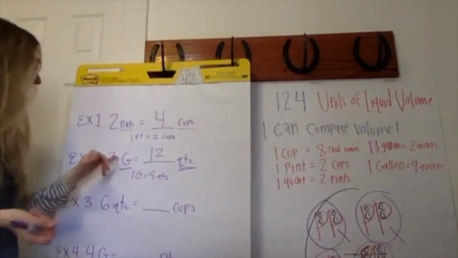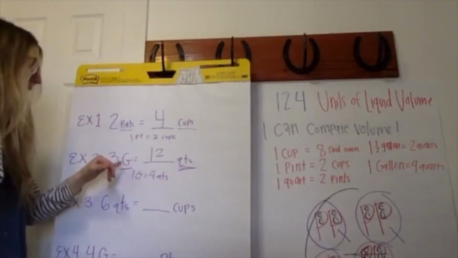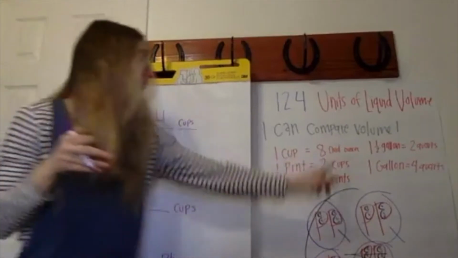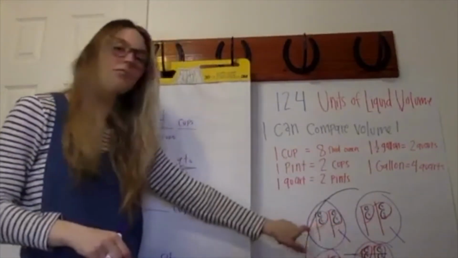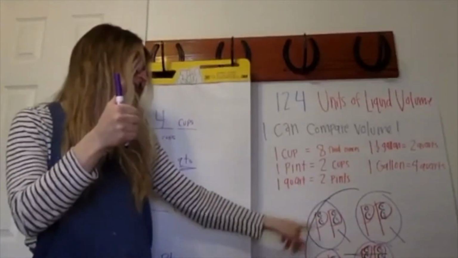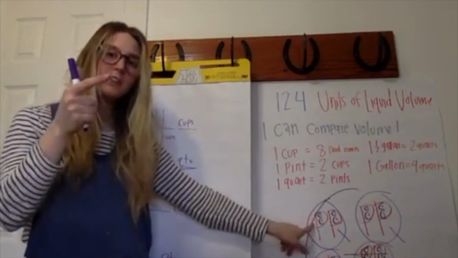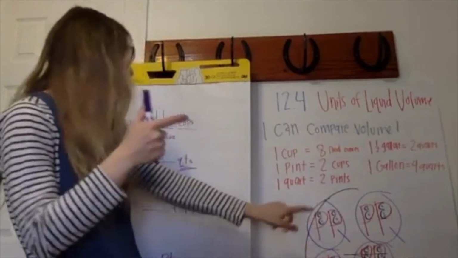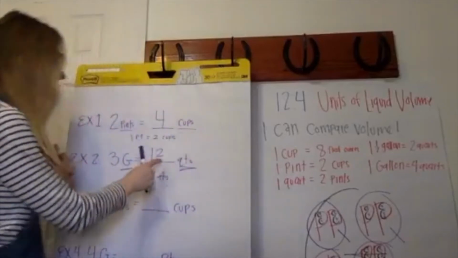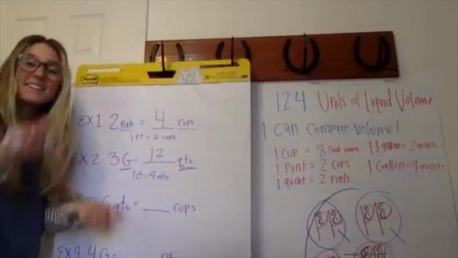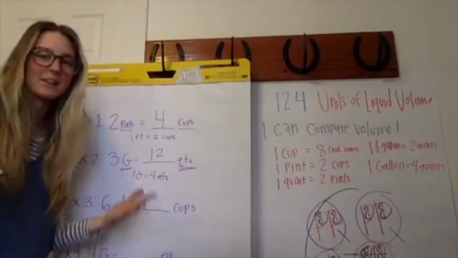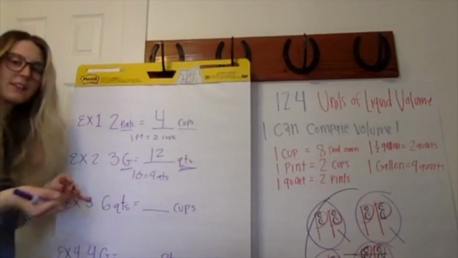Or you could say, let's go, 3 kingdoms. In 3 kingdoms, how many queens would I have? Well, in 1 kingdom, I have 4 queens. So 4. And then another kingdom, I'd have another 4. So 8. And then in 1 more, I'd have another 4. So 4, 8, 12. 12 quarts. Either way is great. I just know that your 5th grade teacher uses the kingdom, so I figured I'd teach you that now.